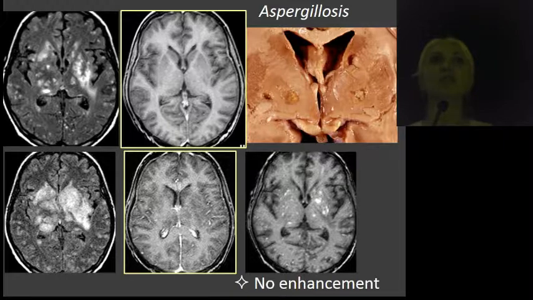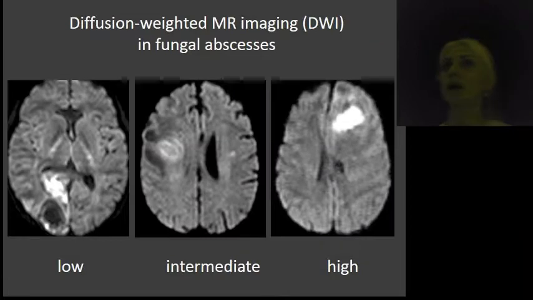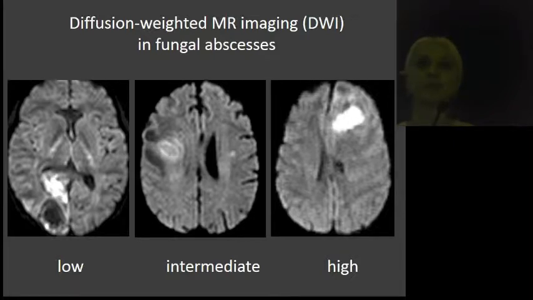So the lesson is, even if things are not enhancing, in a very severely immune-impaired patient, you will have to put fungal infection in the differential diagnosis. I already told you that you cannot use diffusion, perfusion, confusion to distinguish fungal from bacterial. Look at diffusion-weighted imaging of fungal abscesses.